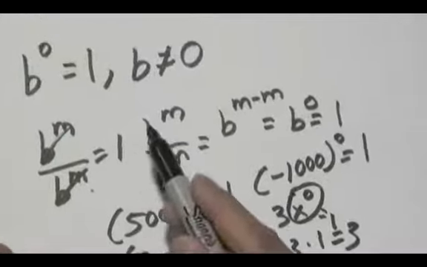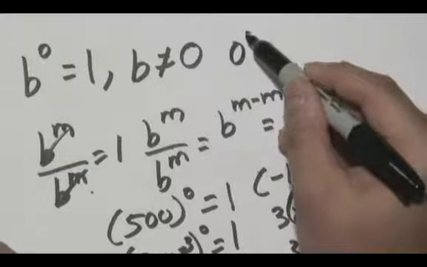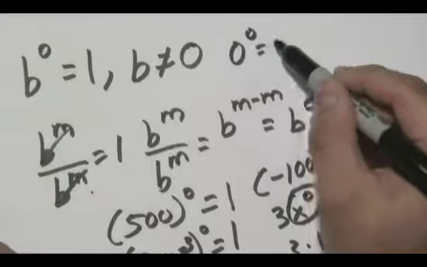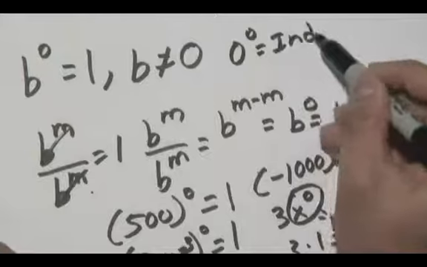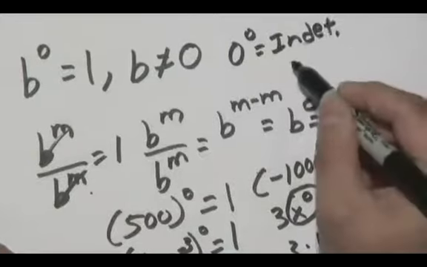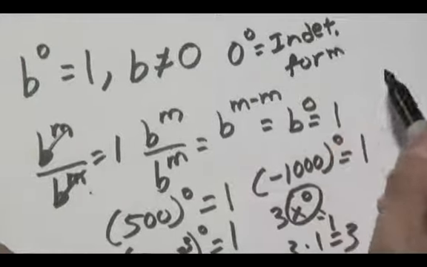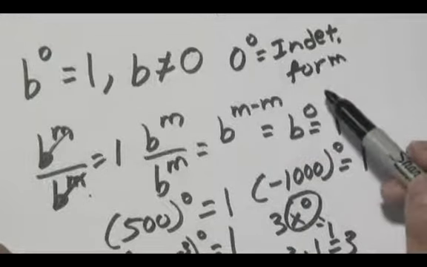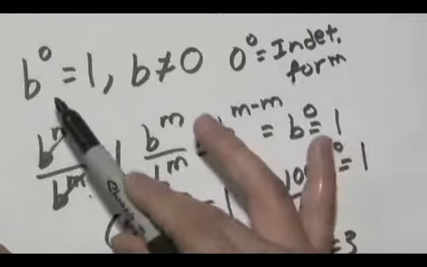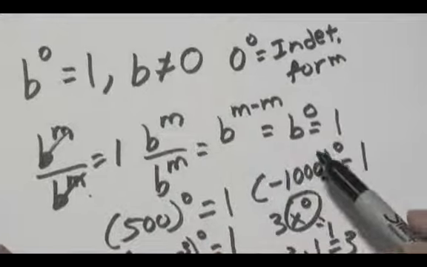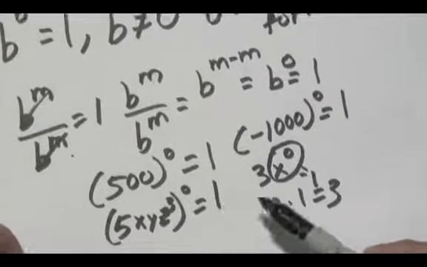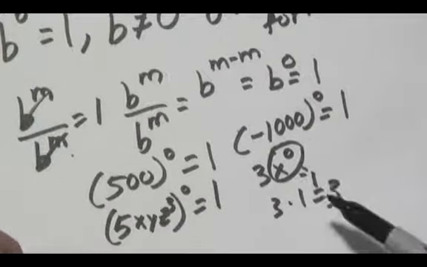Now, back to the exception here. 0 to the 0 power is known as indeterminate form, which means undetermined. So the one exception here is that the base cannot be 0. But other than that, as you can tell, using the rule is very straightforward when it comes to zero exponents. So I'm Jimmy Chang, and that's how you solve zero exponents.